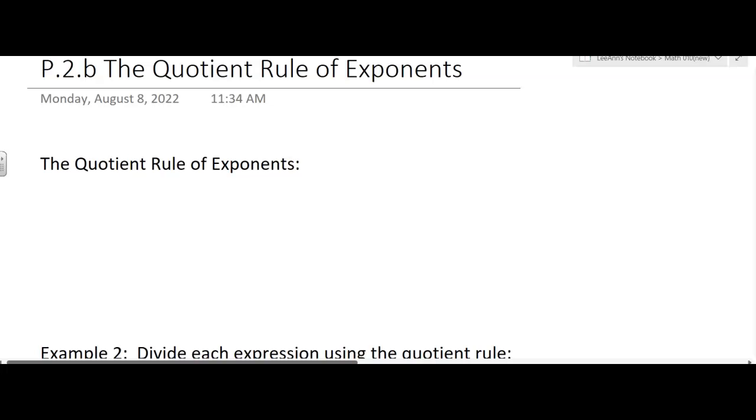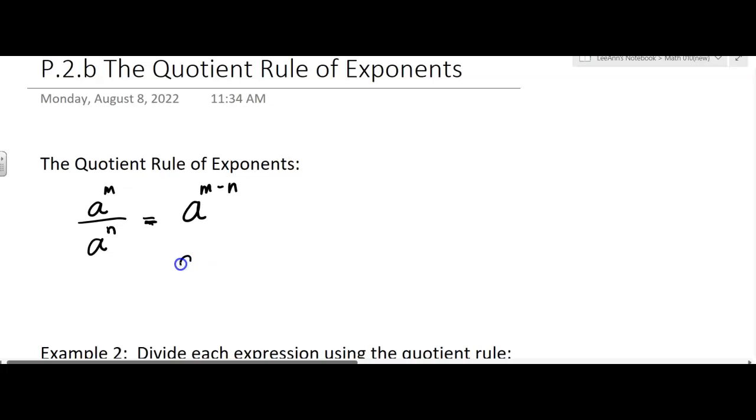Okay, so now we're going to talk about the quotient rule of exponents. So say you have some base a to some exponent m over the same base, but to a different exponent. That's going to equal a to the m minus n. So when you're dividing and the bases are the same, you subtract the exponents.